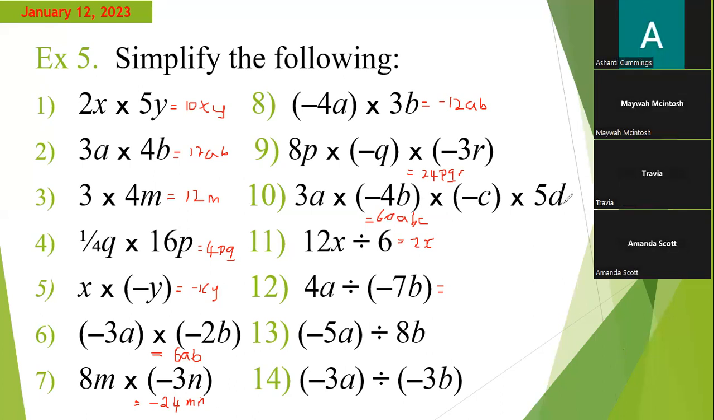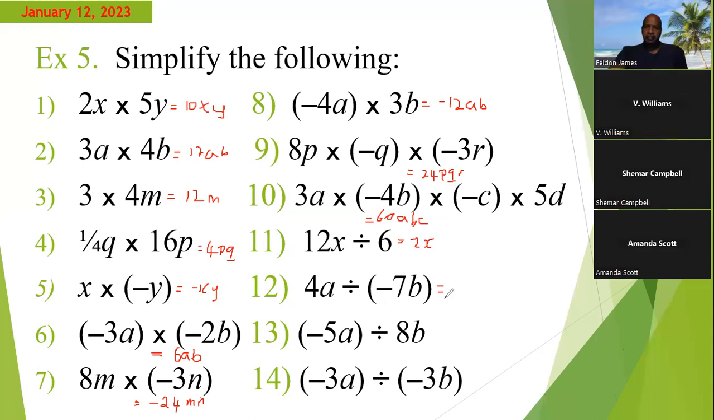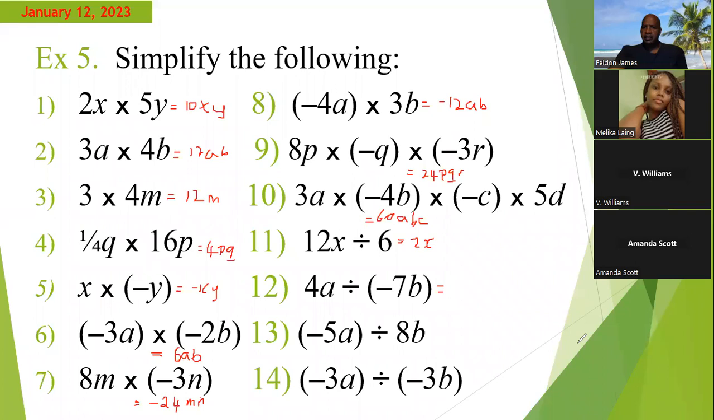Miss Scott, would you like to do question 12 for us, please? No, sir. All right. Who would like to do question 12? How about you, Mr. Paisley? Okay. Who is going? Sir, I got 0.0A.